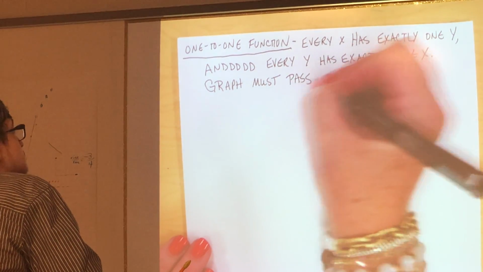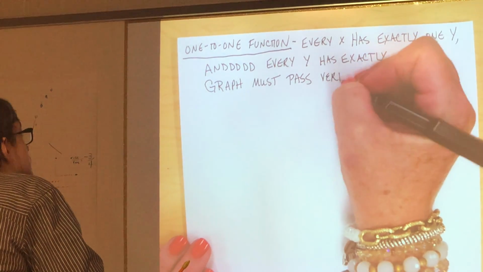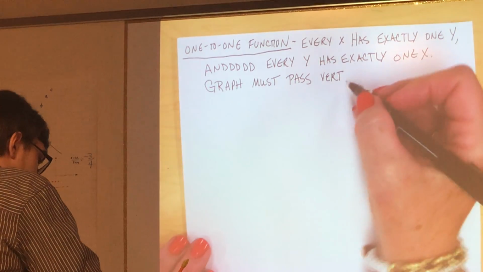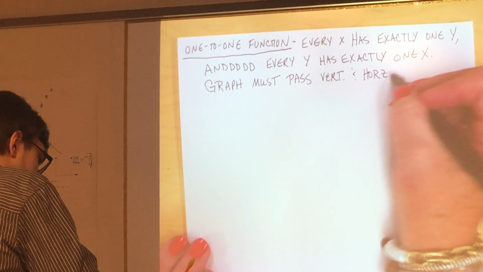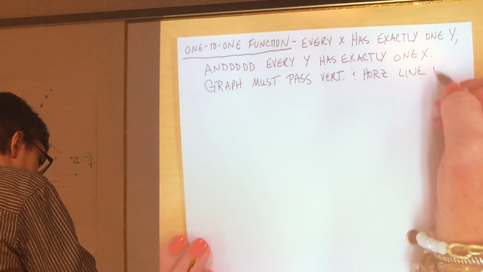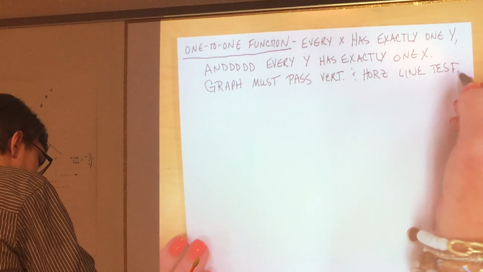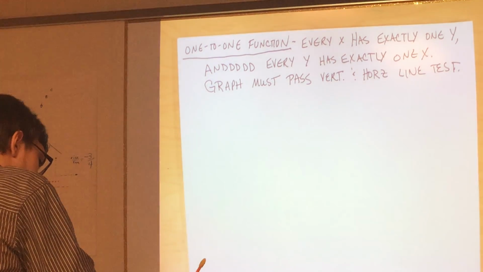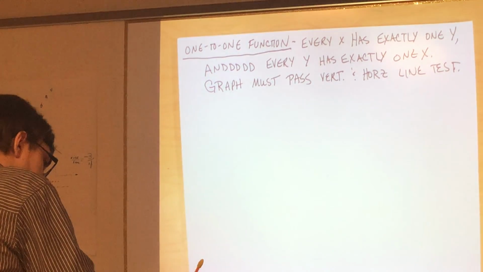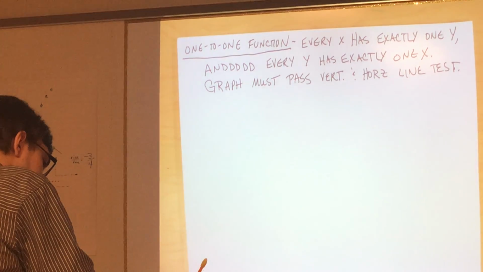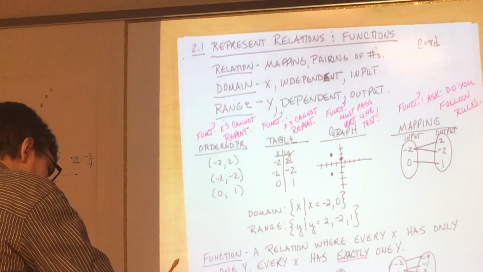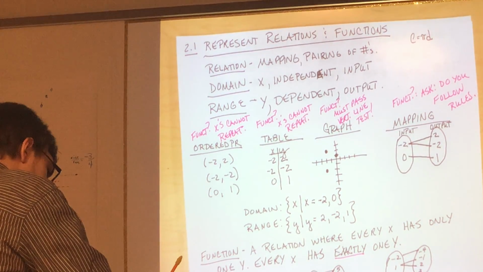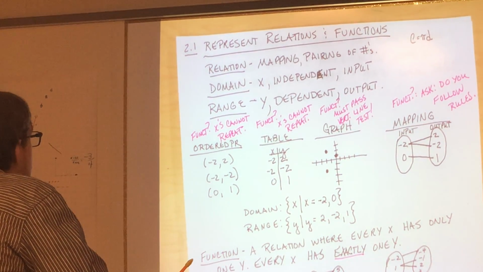Well, first of all, we know he has to pass the vertical line test, right? Oh, there you go. He has to pass the vertical and the horizontal line test. He has to pass both of them, okay? All right, so let's go back and let's look at these things over here. Okay, let's look at these guys that we've been talking about, and let's see if they're one-to-one, okay?